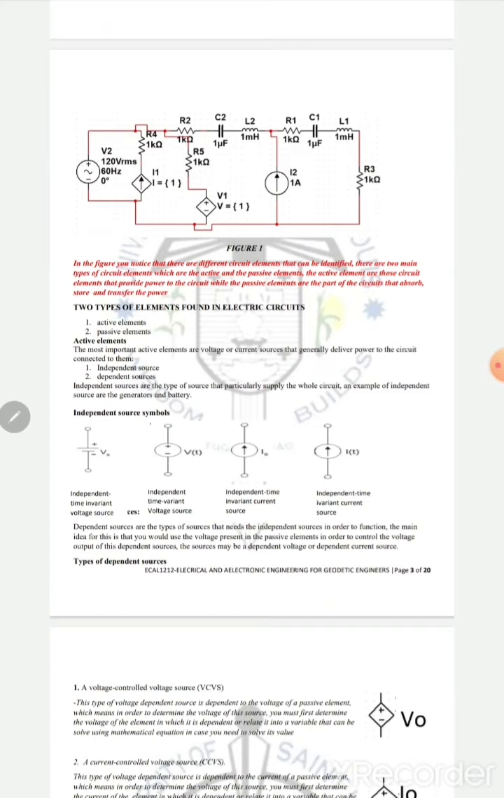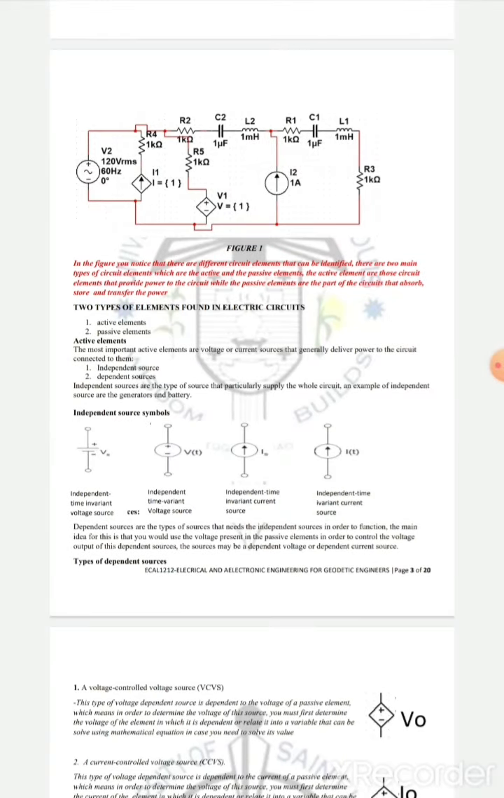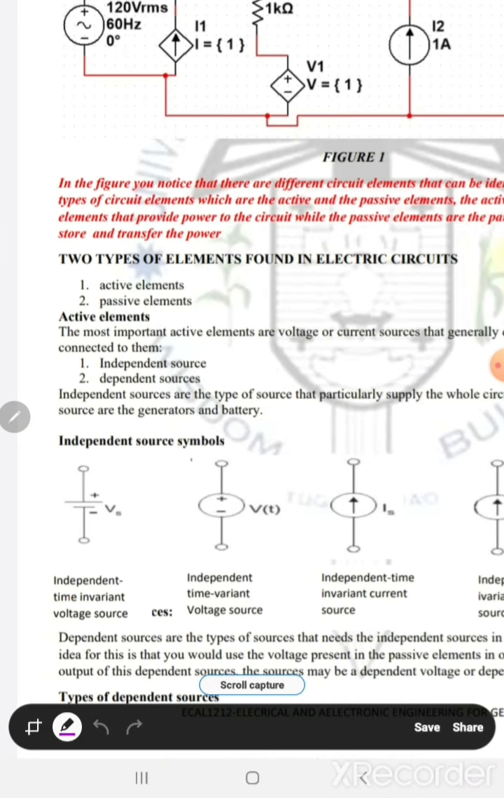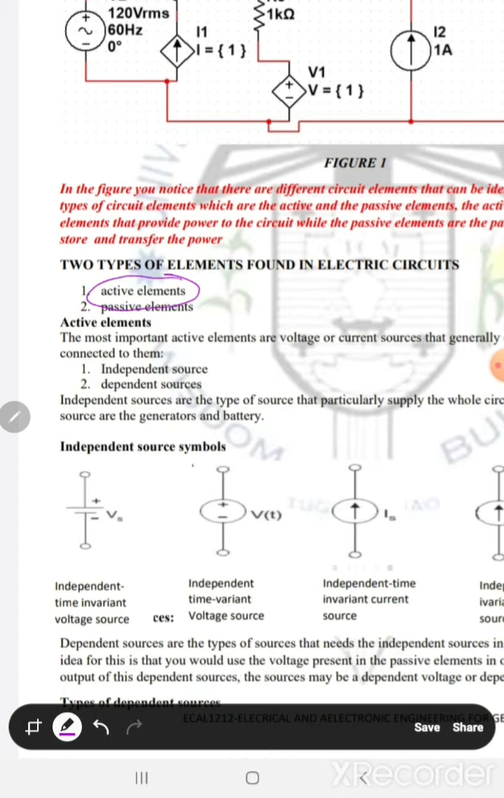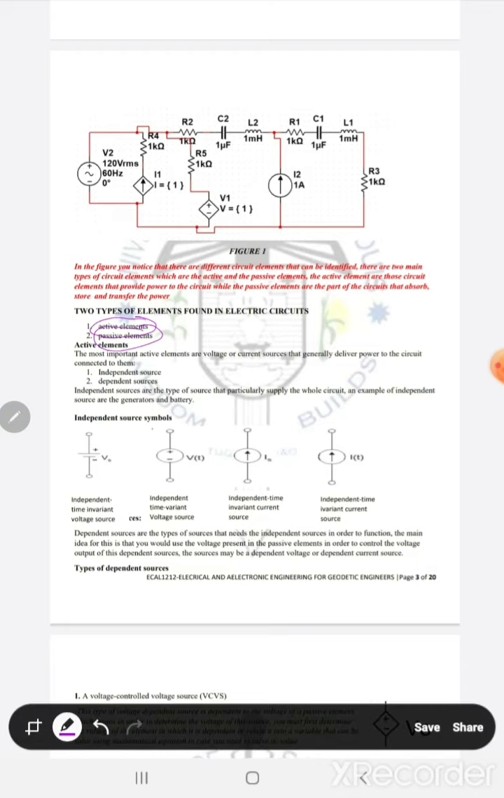There are two main categories of circuit elements: passive and active. When you say active elements, it is the most important device or element present in our circuit. Without this element, hindi gagana yung circuit natin because it gives the energy that is needed in order for the circuit to function.